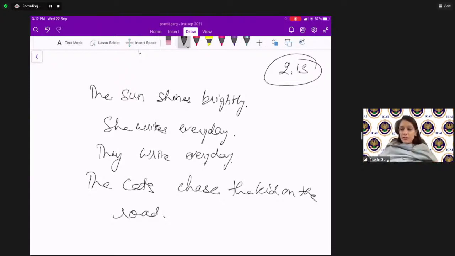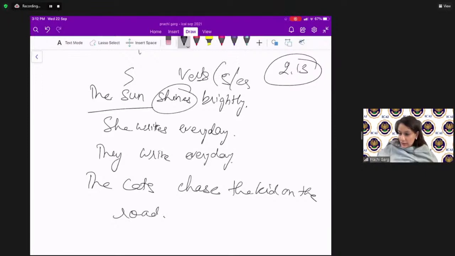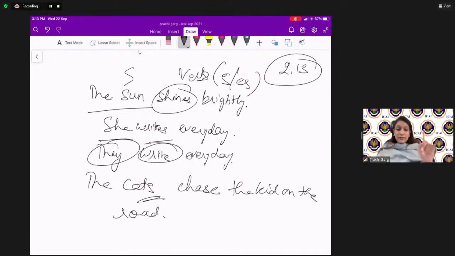Whenever the subject is singular, we use the singular form of the verb. That is the verb with the S or ES in the end. Am I clear? She writes. But when there is a plural, we use a plural form. That is the exact form of the verb, right? We don't use S or ES. They write, the cats chase, right? But if we had been talking about one cat, I would have said, a cat chases the kid. Please, please, please understand this rule and just go through it and read.